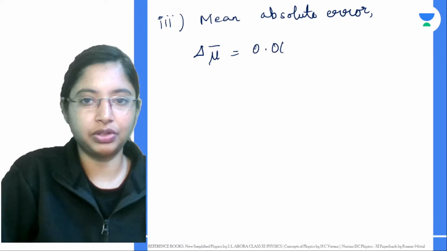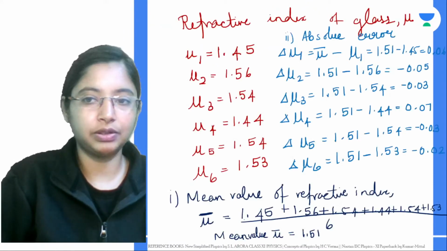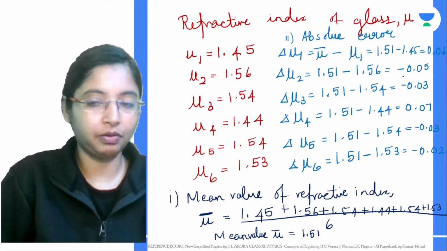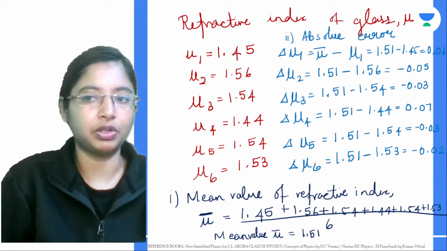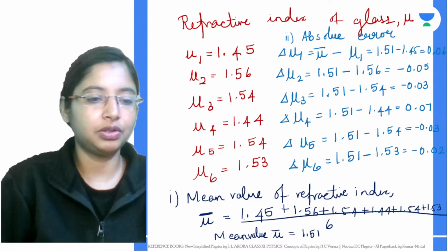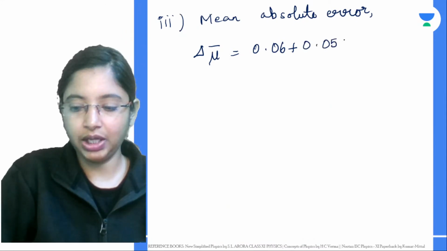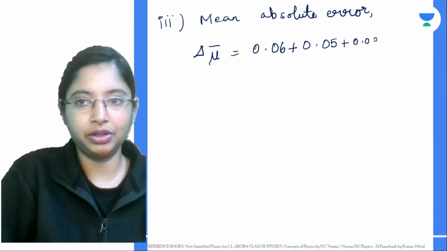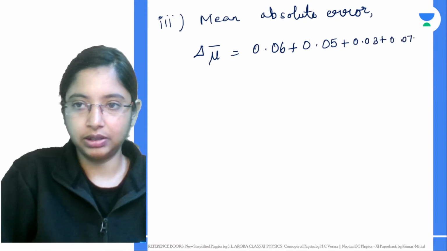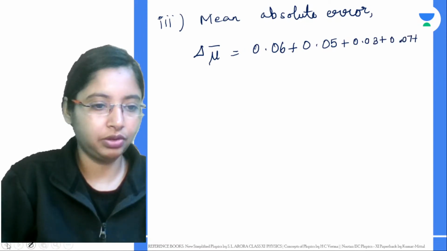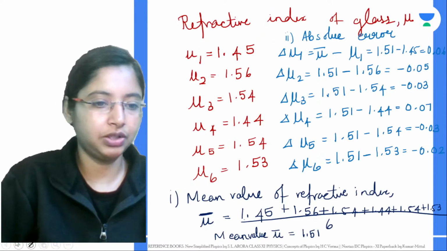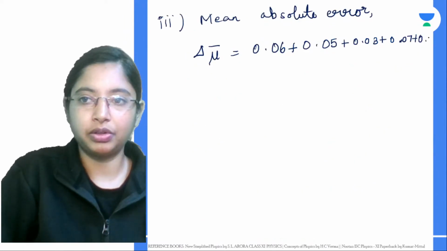First one is 0.06 and the second value is minus 0.05. But for mean absolute error, we take only the positive values, right? So if you take the modulus of this particular value, you will get 0.05. Then you have the next value. I'm just going to write all of the values: 0.07, 0.03, 0.02. 0.03 plus 0.02, right?